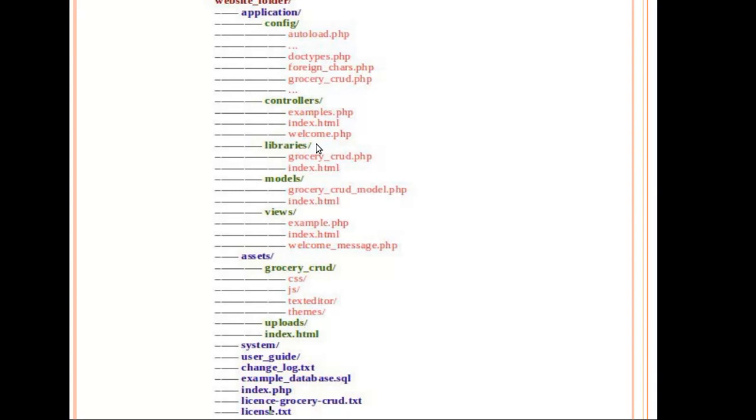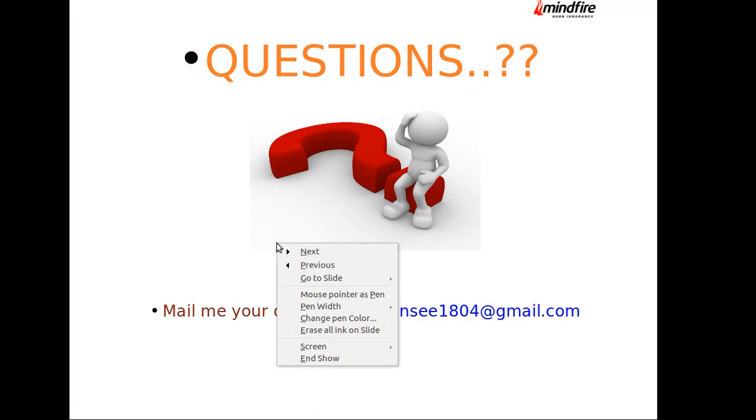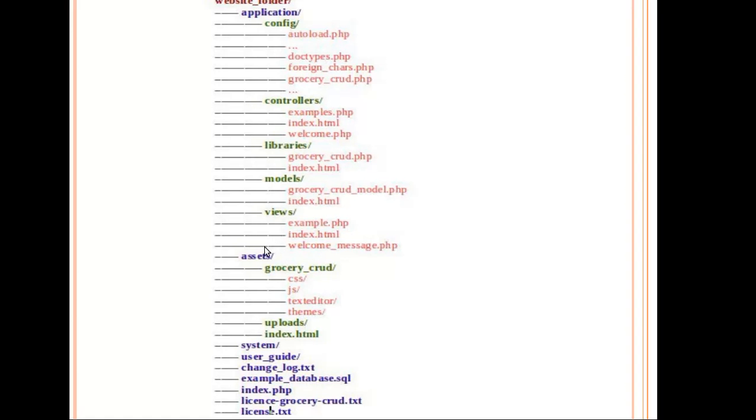In the controllers we do not need to do anything, whatever we want we have to write. Then in the libraries there is one library, Grocery_CRUD.php, which you have to put in the libraries folder. Then in the models we have grocery_crud_model.php, which we have to put there. And the assets folder of grocery crud you have to put in the root, at the same level as application. You can see application is here, the same as assets, and that's it.